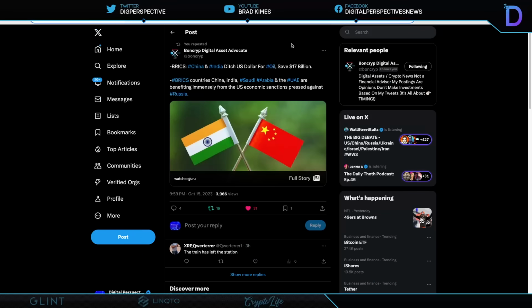And then we see, as the ever-changing world continues to grow and change and take shape, BRICS, China, and India ditch the U.S. dollar for oil, save $17 billion, they say. BRICS countries, China, and India, Saudi Arabia, and the UAE are benefiting immensely from the U.S. economic sanctions pressed against Russia. You know, this is another reason we need to understand that the SWIFT messaging system has played a very key role in pushing these other countries to come together in the BRICS coalition because of the U.S. sanctions through SWIFT, right? This is very, very important here. So keep that in mind as we move forward.